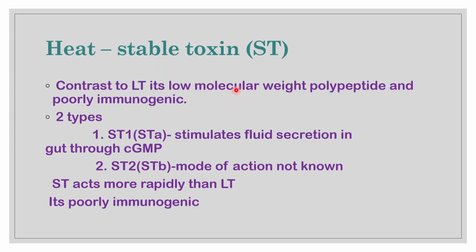Heat stable toxin. In contrast to LT, it's a low molecular weight polypeptide and it's poorly immunogenic. And they are again of two types, ST1 and ST2. ST1 is also called STa, and it stimulates fluid secretion in the gut through cGMP. And ST2 also is known as STb, but the mode of action is not really known until now. ST acts more rapidly than LT, and it's poorly immunogenic. So these are a few differences between LT and ST.